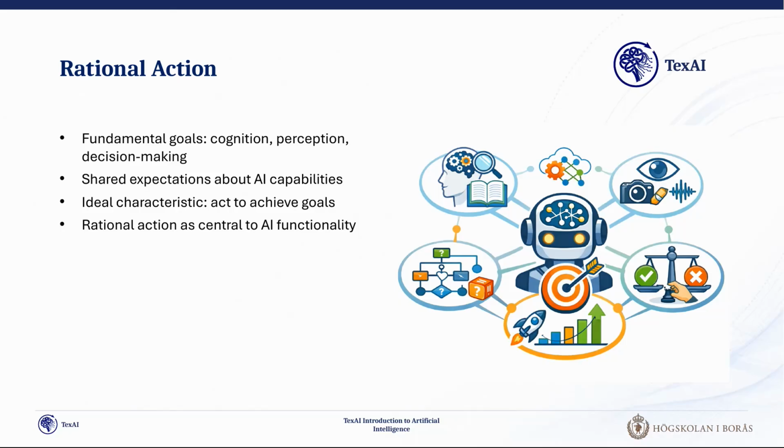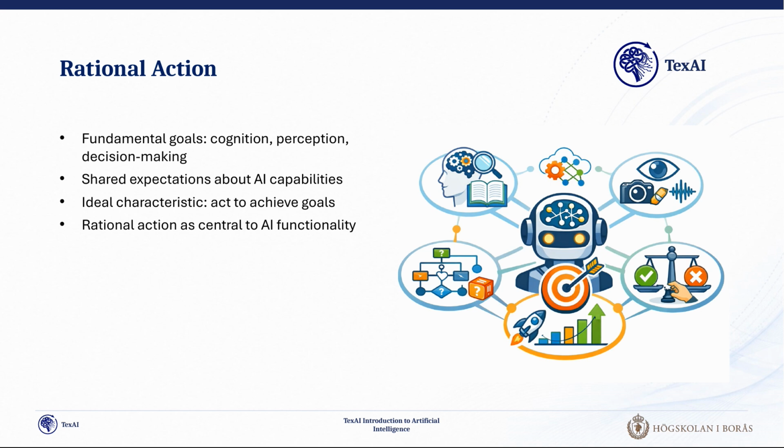According to Walsh, 2019, there is broad agreement that artificial intelligence is concerned with giving machines capabilities traditionally associated with humans or other intelligent beings. These capabilities include cognition, the ability to process information and reason, perception, the ability to interpret information from the environment, learning, the ability to improve through experience, and decision-making, the ability to choose actions based on available information.